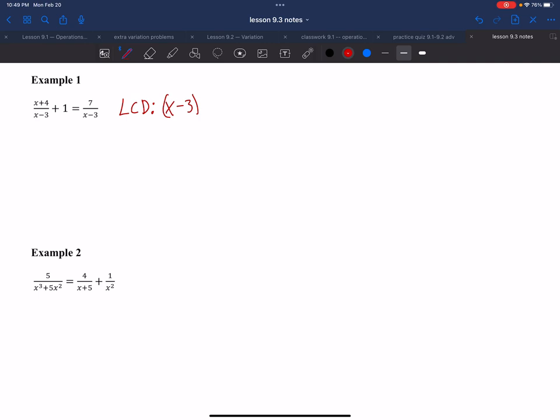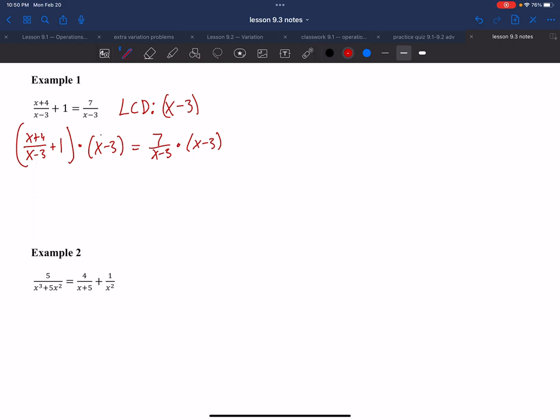And so this is like saying I'm going to take x plus 4 over x minus 3 plus 1, and I multiply that by x minus 3. This equals 7 over x minus 3 times x minus 3. I'm just multiplying by the LCD on both sides.